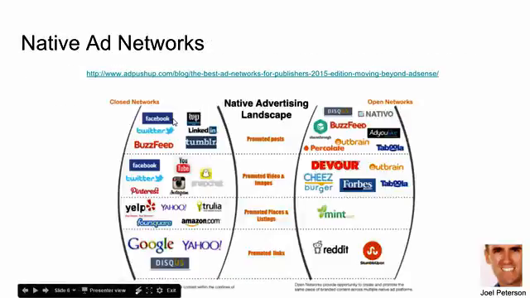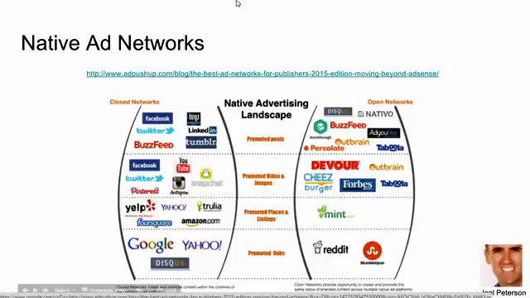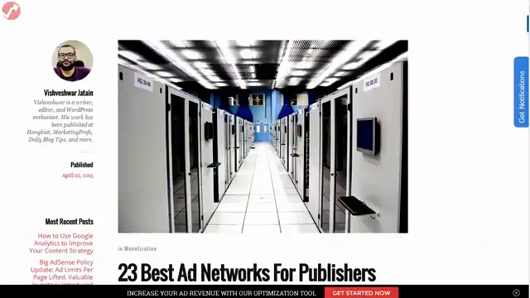So let's talk about some of the different native ad networks. This is kind of a landscape. Not all of these are native ad networks, but these are some of them. Taboola, you may have seen some of these. Outbrain's a big one. And then some of these are private, what they call closed networks, where you have to get a lot of traffic to be able to get in there. Let me go up to this article right here, which is really good. 23 best ad networks, basically outside of Google AdSense.